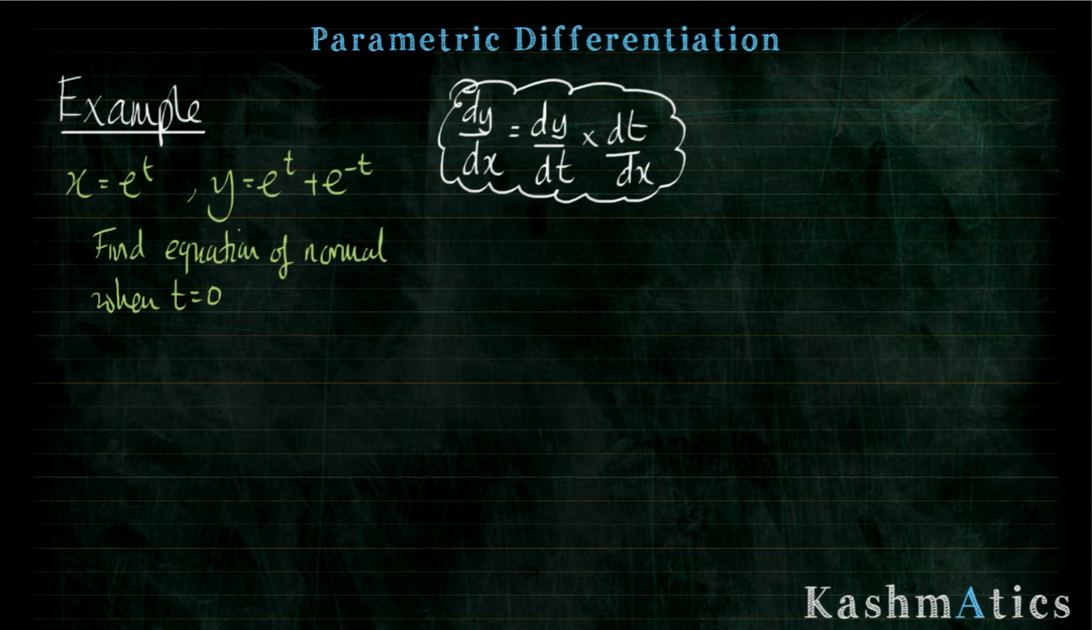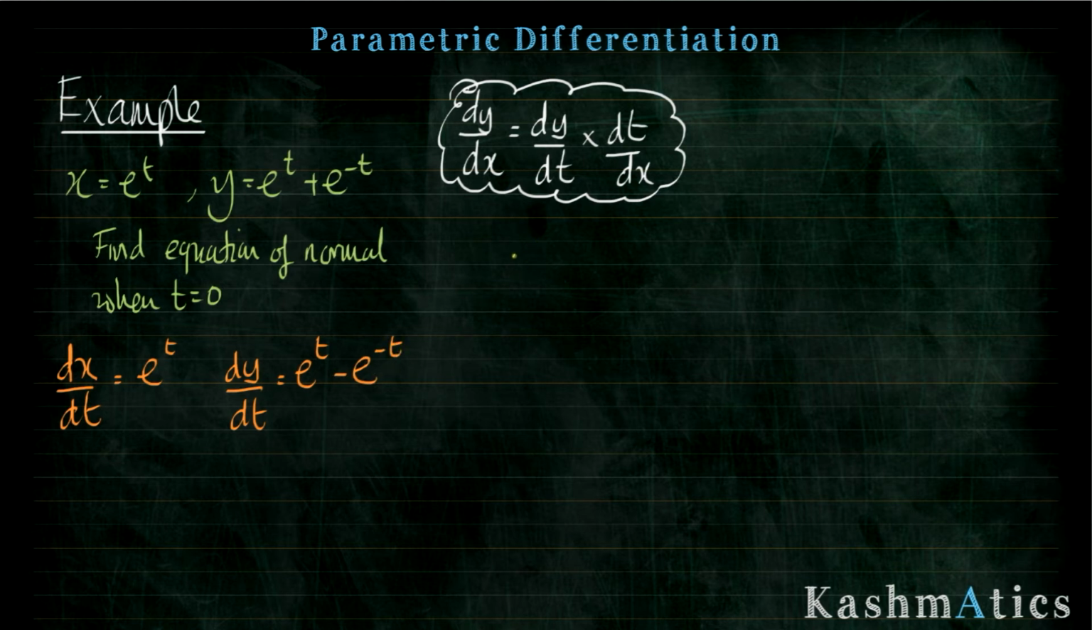Alright, so let's go and do that first. So let's work out dx by dt. Dx by dt is a nice easy one. E to the power t just becomes e to the power t. Dy by dt is fairly straightforward as well. This first term is just going to be e to the power t, and this one here will be e to the power minus t multiplied by the derivative of minus t, which is minus 1, so it'll be minus e to the power minus t.